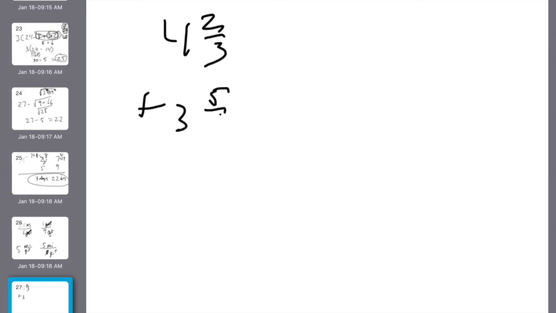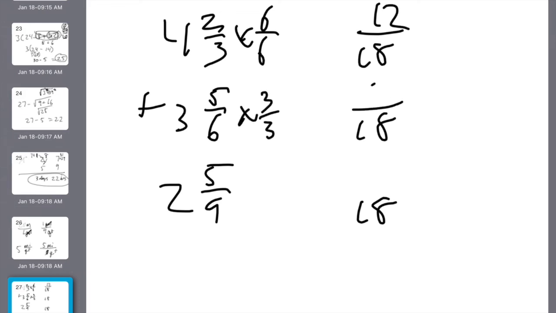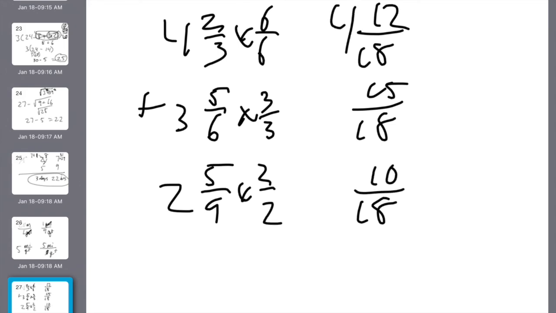24. We have 4 2/3 plus 3 5/6 plus 2 5/9. So 3 numbers, I got to find the common denominators of them. It's 18. Got to multiply by 6 over 6. 2 times 6 is 12. Got to multiply by 3 over 3 is 15. Got to multiply by 2 over 2 is 10. I'm going to bring my whole numbers across so I don't forget them.